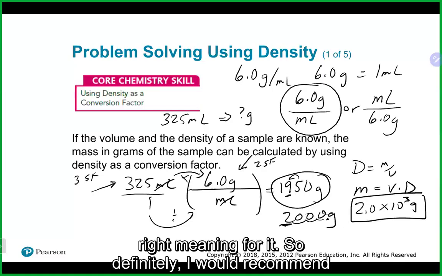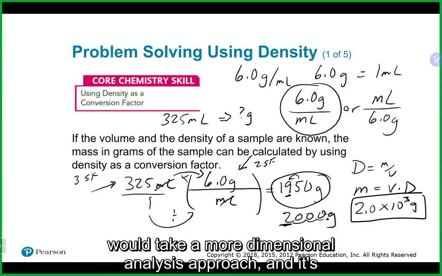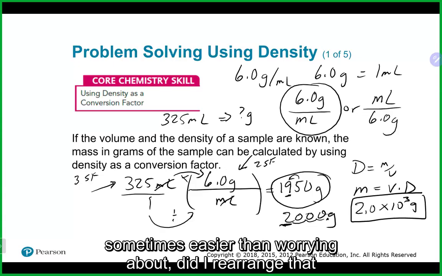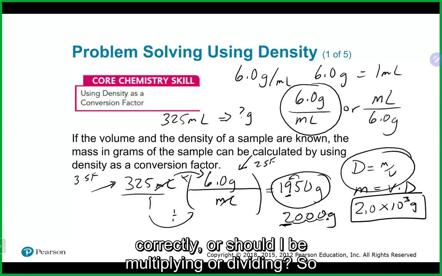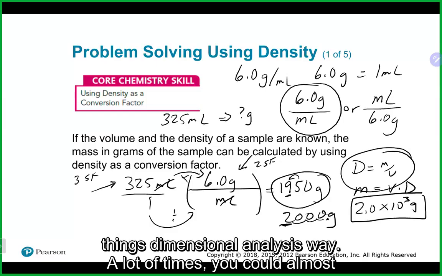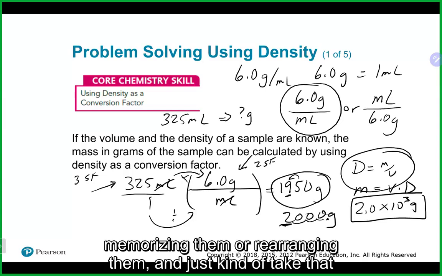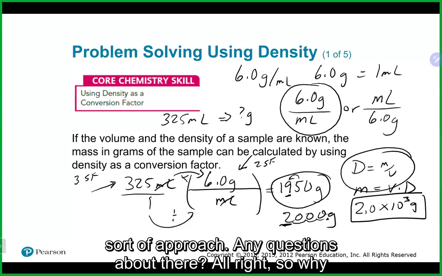So definitely I would recommend that if you come across a density problem, you have the density, I would take a more dimensional analysis approach, and it's sometimes easier than worrying about, did I rearrange that correctly, or should I be multiplying or dividing? So again, that is the benefit sometimes of doing things the dimensional analysis way. A lot of times you could almost put some formulas to the side and not have to worry about memorizing them or rearranging them, and just kind of take that sort of approach. Any questions on that there?